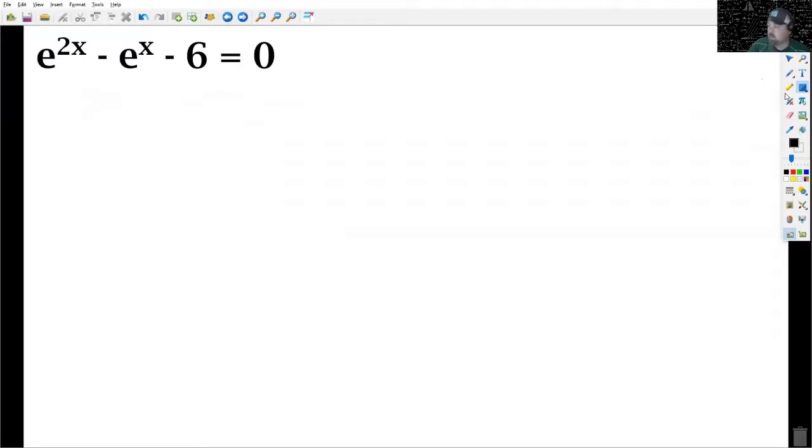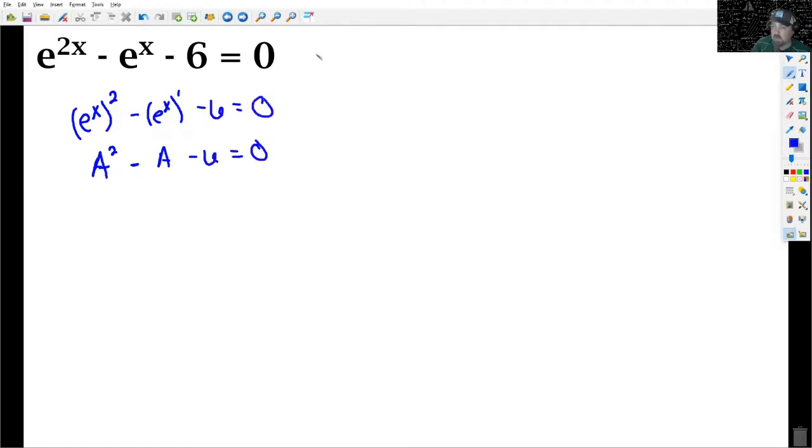All right, so here, this is weird. This is a factoring problem. Because what you're supposed to see here is this is e to the x squared minus e to the x minus 6. Because of the way powers work. Meaning that this is, let's put an a in here, a squared minus a minus 6 equals 0. You know, factor this thing like a quadratic. So we look for factors of 6 that have a difference of 1. We get 3 minus 2.